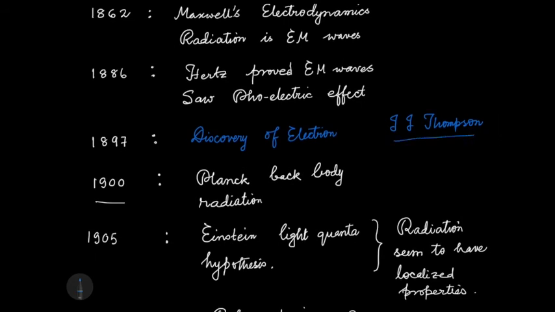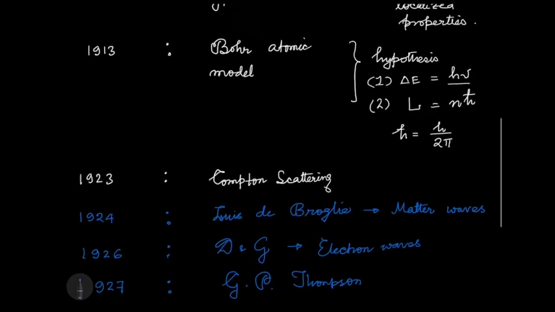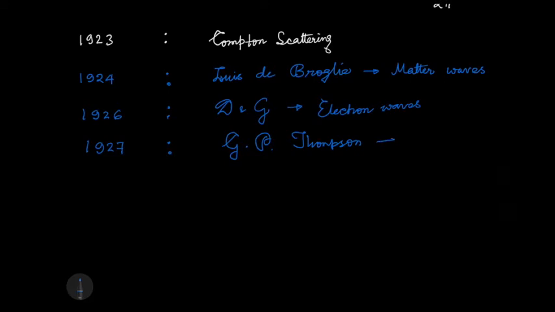And G.P. Thomson is the son of J.J. Thomson. J.J. Thomson observed the electrons first as particles, and G.P. Thomson observed electron waves. So you see, in 30 years, things have changed. A father and son duo is discovering that the electron is both particle and wave.